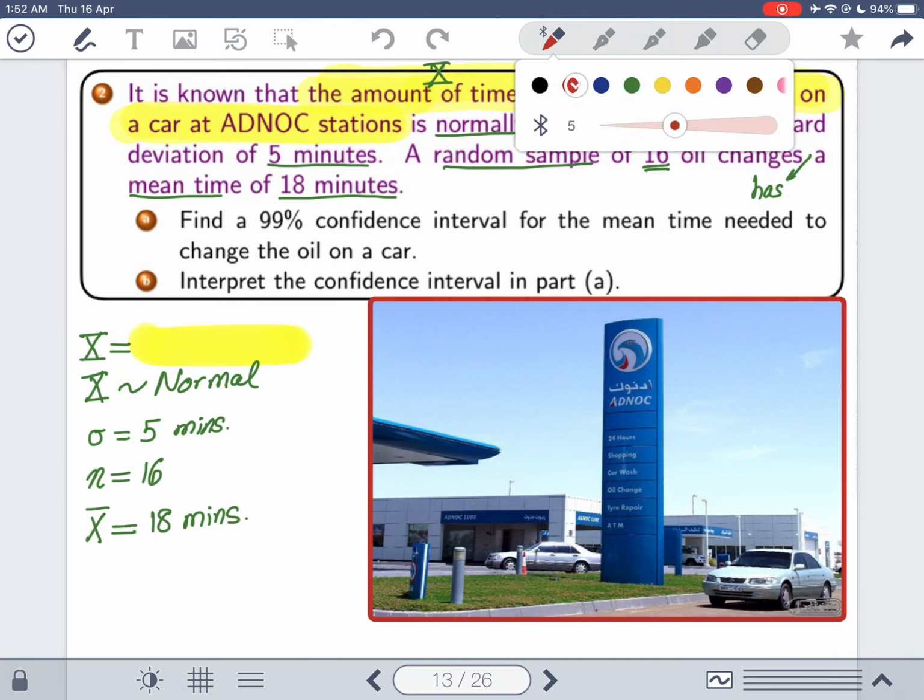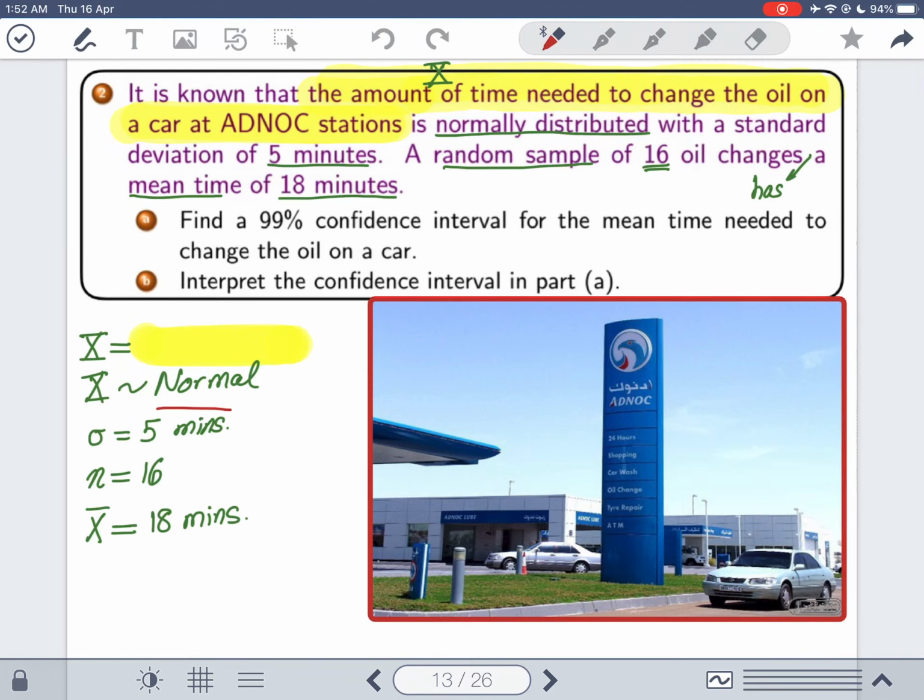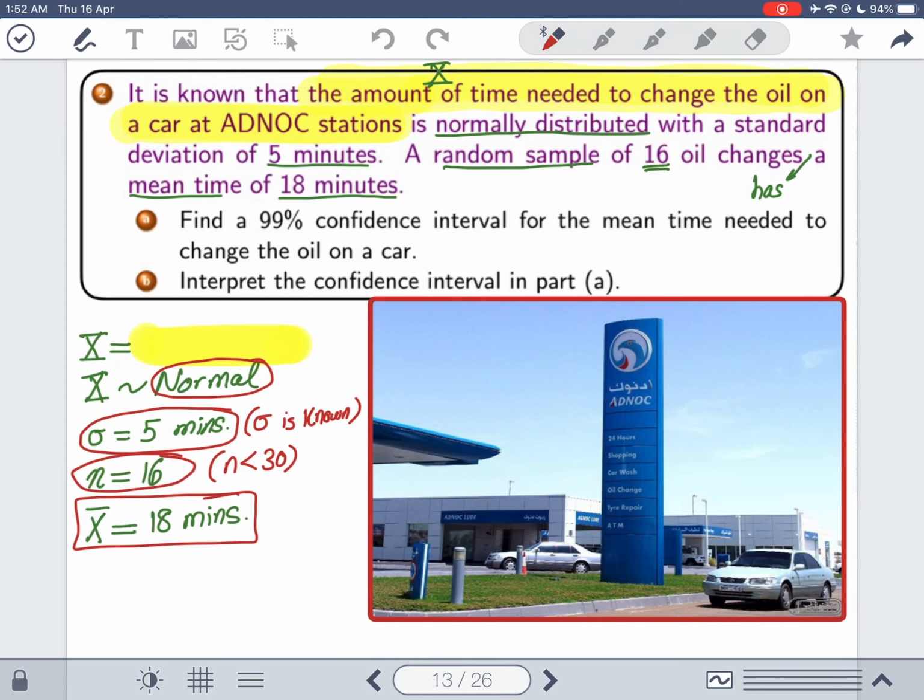Let us quickly say what we have. I know this is a situation where sigma is known. The sample size is 16, which is less than 30, so it's a small sample, and our random variable is normally distributed. Of course, we have the sample mean given to us also. Now, what is the question?